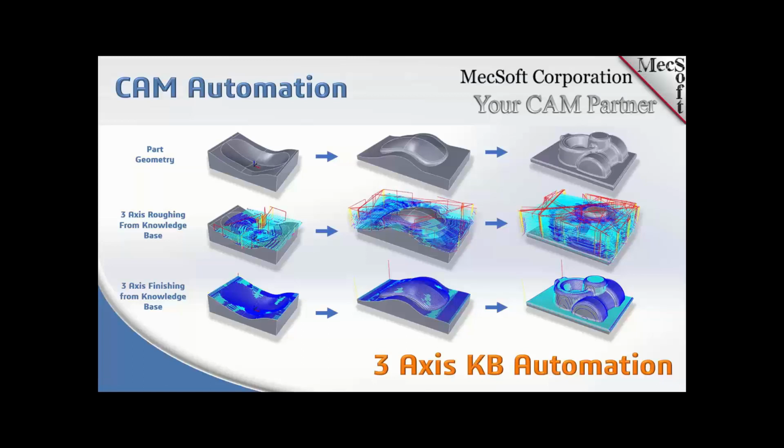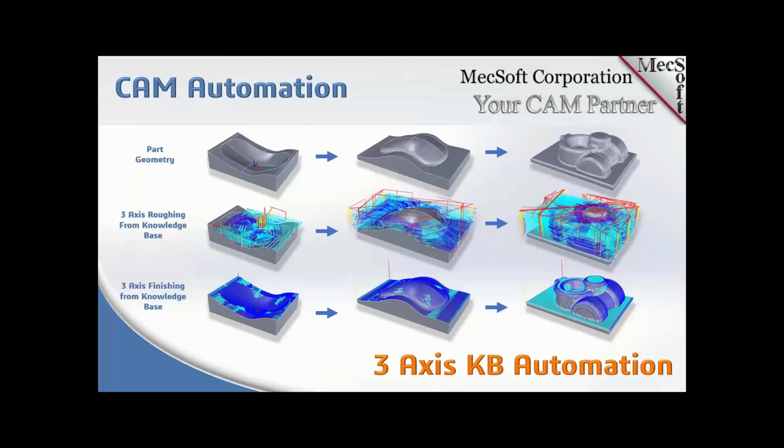Knowledge bases in 3-axis. What you see right here is a progression of three files. In the top left corner, we have a starting part that we're going to program with a roughing operation and a parallel finishing operation, and we're going to save that out to a knowledge base. And then we're going to load 2 other files and apply that knowledge base and have those toolpaths generate automatically.